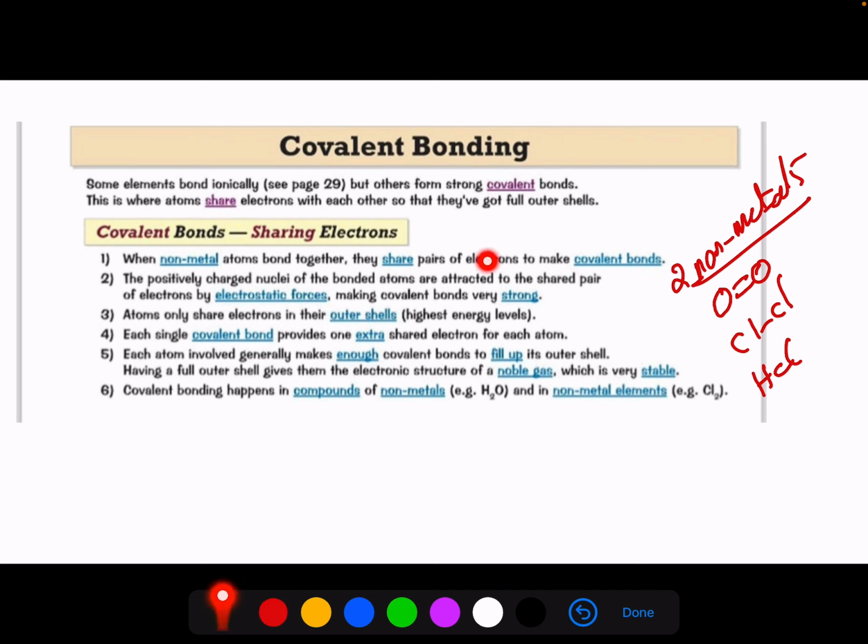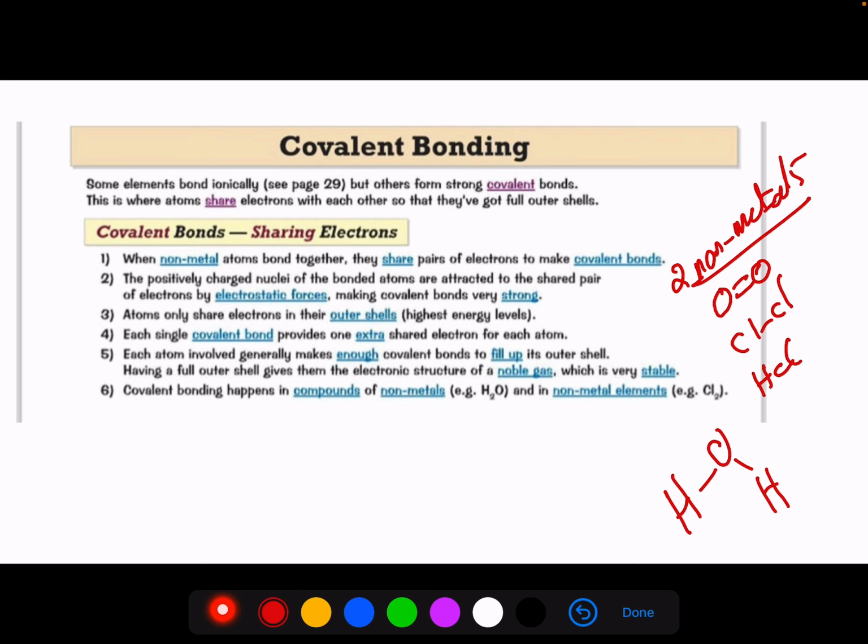They share pairs of electrons to make up covalent bonds. The positively charged nuclei of the bonded atoms are attracted to the shared pair of electrons by electrostatic attraction, which makes it very strong. Atoms only share electrons in their outer shells, and each covalent bond provides one extra shared electron for each atom. You can see it within the same nonmetal, like chlorine, or in a compound of two different nonmetals like water. In water, the oxygen atom is bonded covalently to a hydrogen, and then there is another covalent bond to the other hydrogen.